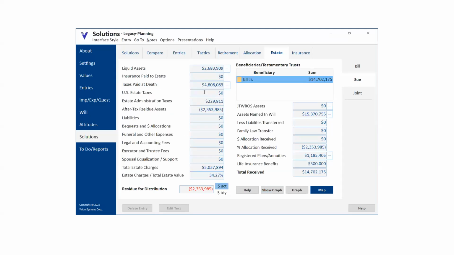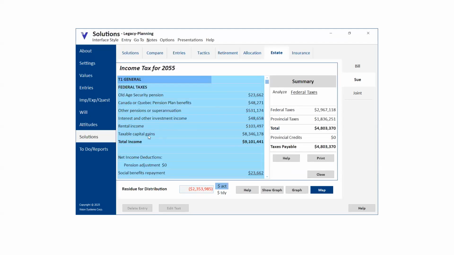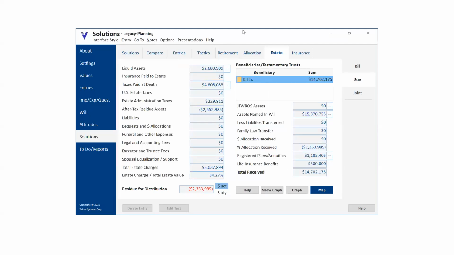So when we look at income taxes, we can see the taxes are 4.8 million. So the problem that we have is that liquid assets of the estate are 2.6. We've got significant taxes at death, probate fees, so that the total charges are quite large, meaning that the estate is underwater by a fair amount. And again, if we look at terminal taxes, we can see it's capital gains on the rental property, the cottage, the art, and the rental income is just the income in the terminal year, but also all the CCA recapture is included in that.